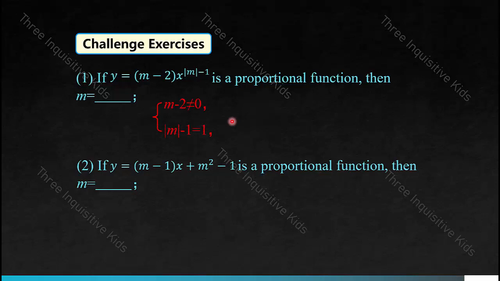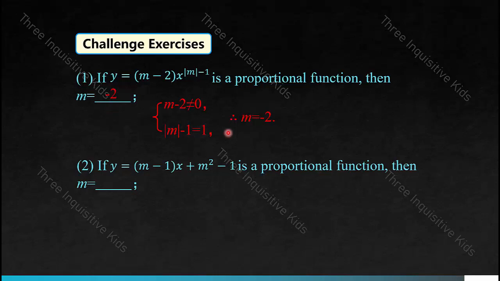Well, given that it is a proportional function, m minus 2 cannot be equal to 0 because, first of all, the coefficient cannot be equal to 0. So this is the coefficient of x, so this cannot be equal to 0. We also know that its exponent has to be 1, meaning that this expression has to be equal to 1. Now we're just simplifying, and then we narrow down the solution to m is equal to negative 2. So m is equal to negative 2.